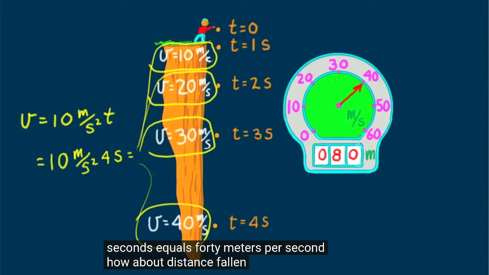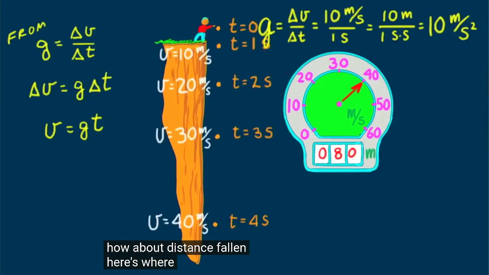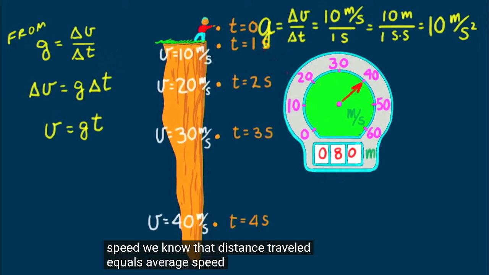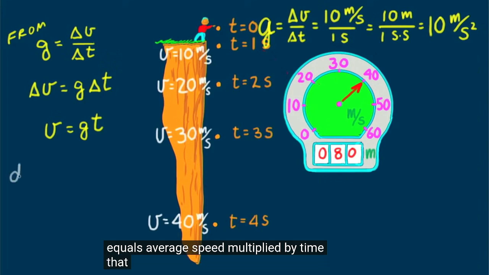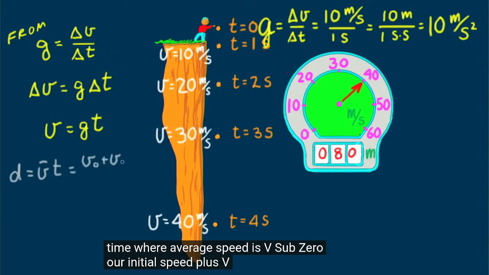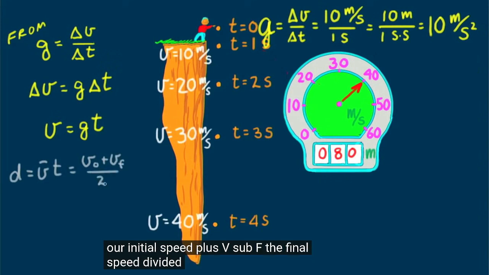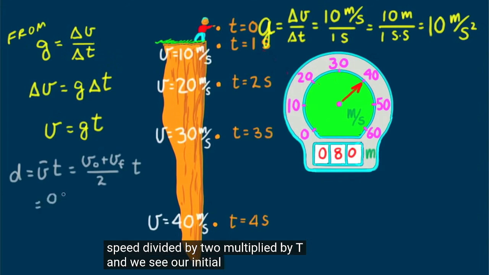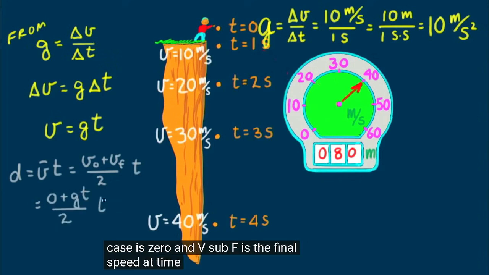How about distance fallen? Here's where equations guide our thinking. From the equation for average speed, we know that distance traveled equals average speed multiplied by time. That is, d equals average speed times time, where average speed is v₀, our initial speed, plus v_f, the final speed, divided by 2, multiplied by t. And we see our initial speed in this case is 0, and v_f is the final speed at time t.